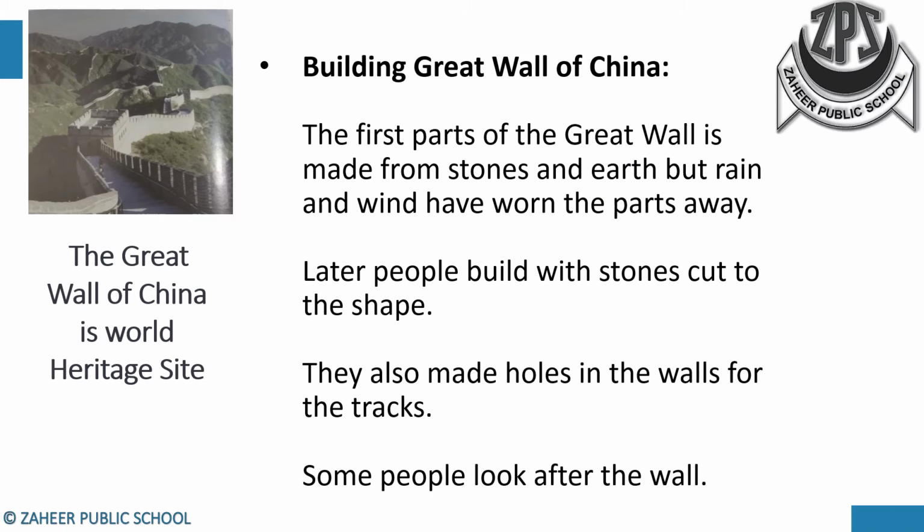Building the Great Wall of China. The first parts of the Great Wall of China were made from stones and earth, but the rain and the wind have worn most of the old parts away. Later people began to build with stones cut to the right shape and size, and they kept on building new parts until about 600 years ago. But some people began to take away the stones to build houses.